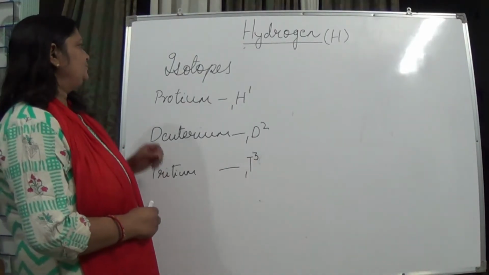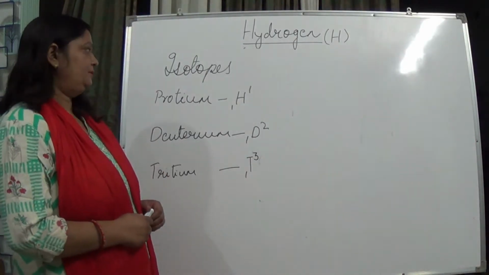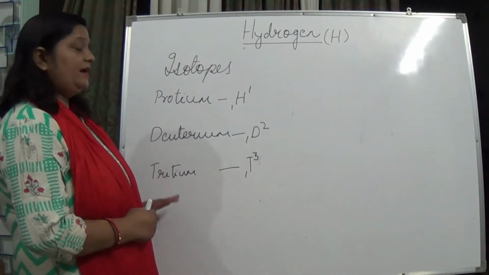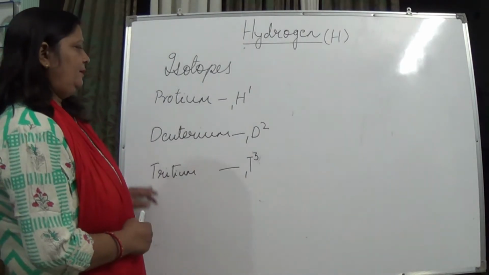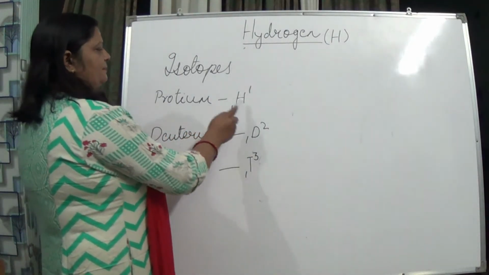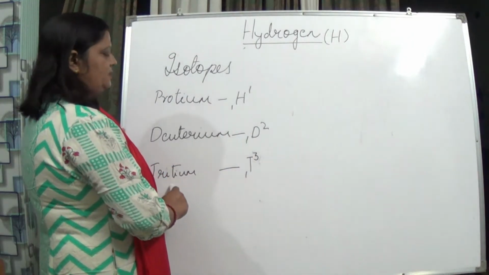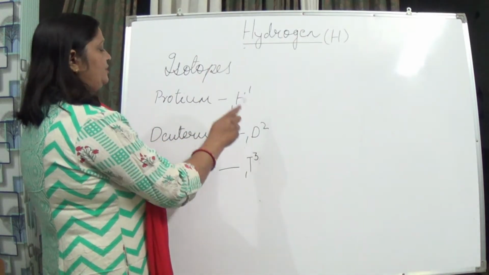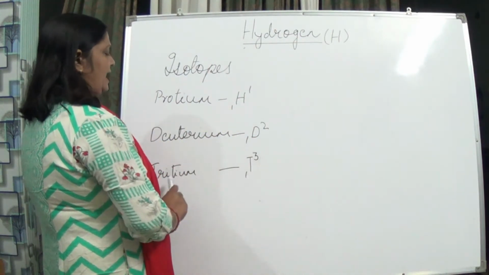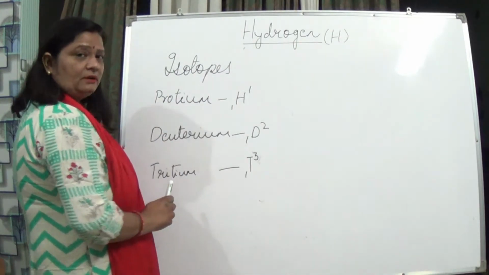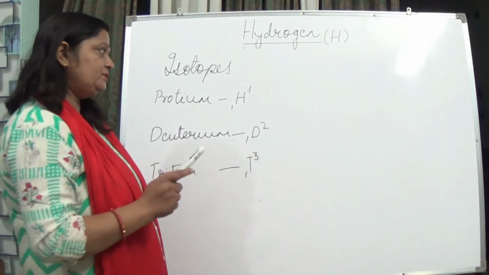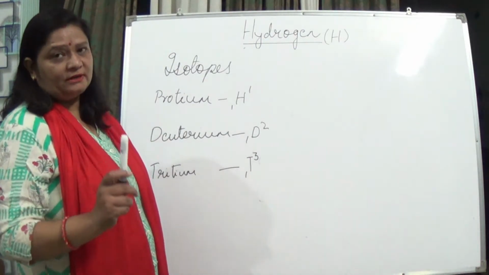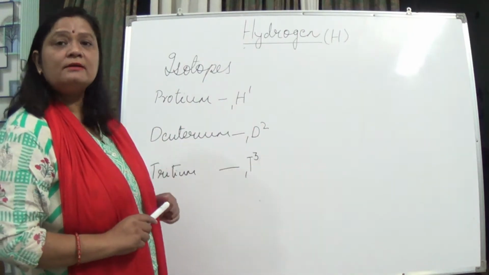Now, talking about the isotopes of hydrogen. There are three: protium, deuterium and tritium. Protium's symbol is H, deuterium's symbol is D, tritium's symbol is T. We can see the atomic mass of protium is 1, deuterium is 2 and tritium is 3. The atomic number is similar, because isotopes are those which have similar atomic number but different atomic mass.